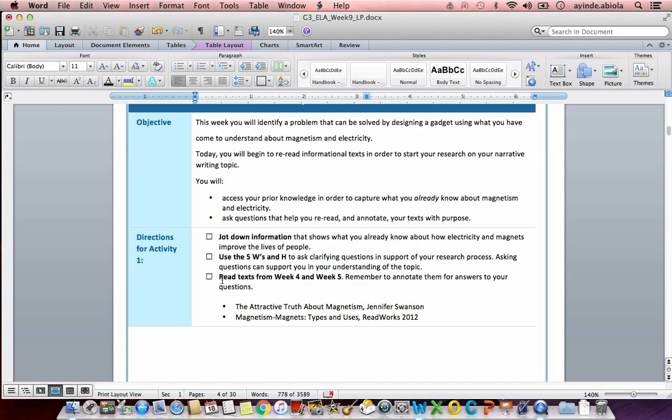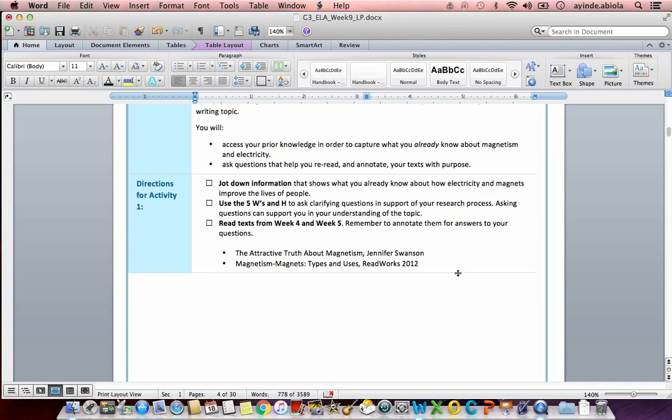Let's keep going. Read texts from week 4 and 5. Remember to annotate them for answers to your questions. And we'll see that as we're coming down. It gives us a list of a few of the texts, but there's actually a few more. The texts that we're going to read this week are: The Attractive Truth About Magnets, Magnetism, Magnets: Types and Uses, Electricity and Magnetism, Electronics May Confuse a Bird's Compass, and Magnetic Fields and the Magnetic Compass, okay? 5 texts in total.